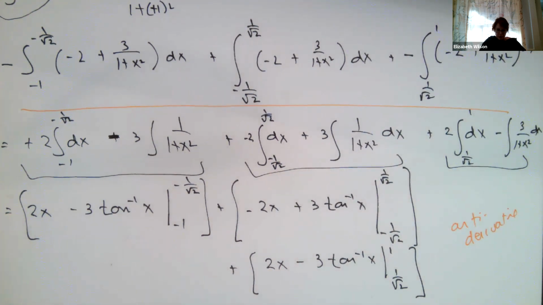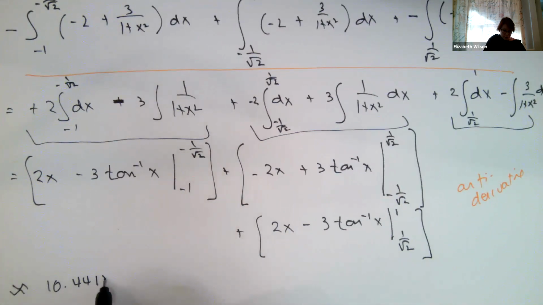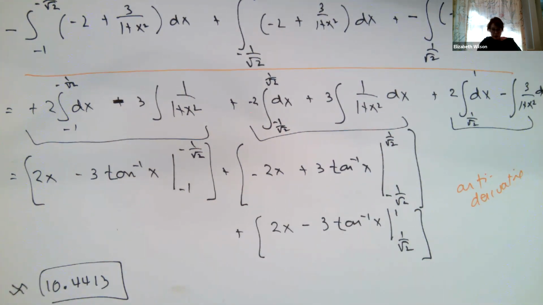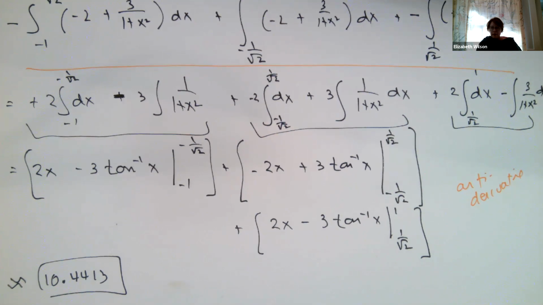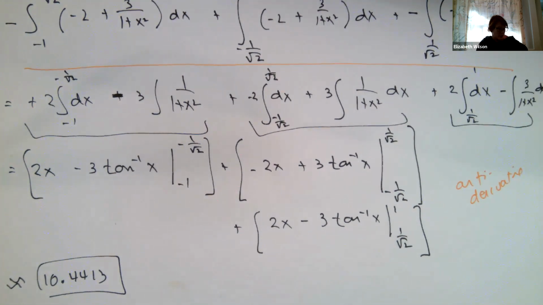Okay. And then our answer is approximately equal to 10.4413. I plugged it into my calculator, but make sure you're in radian mode when you do that. Phew. The hardest part was the setup on that one.